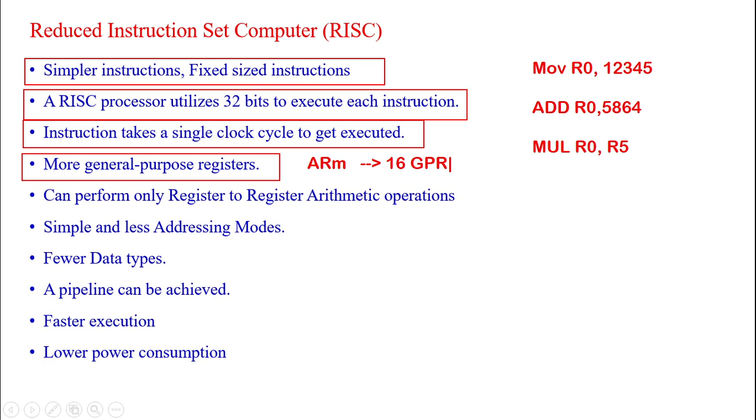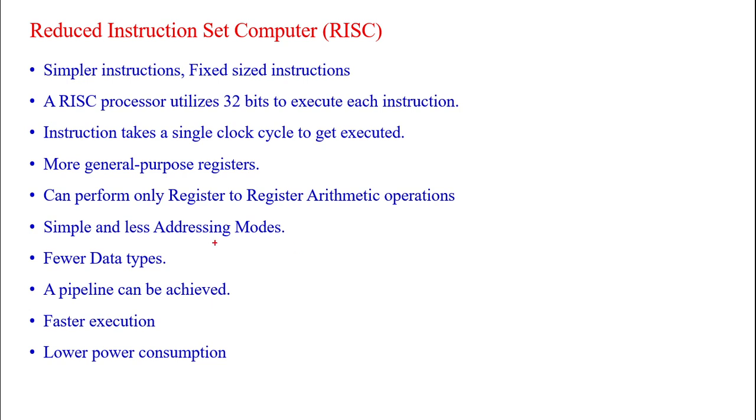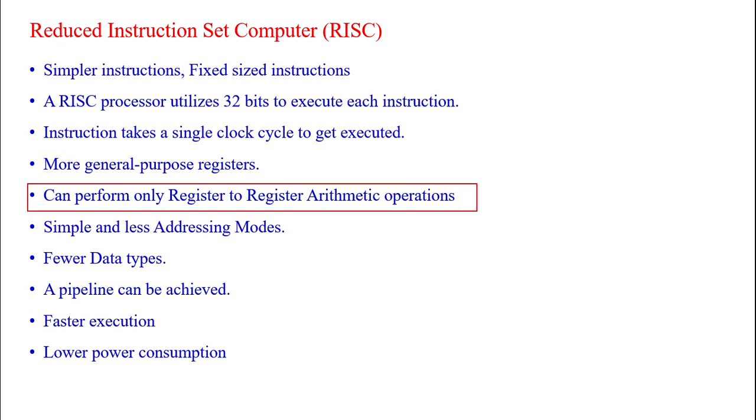So, more general purpose registers you will see in case of RISC processors, and it can perform only register to register operations. If you compare with the CISC, register to memory and memory to register operations are possible.